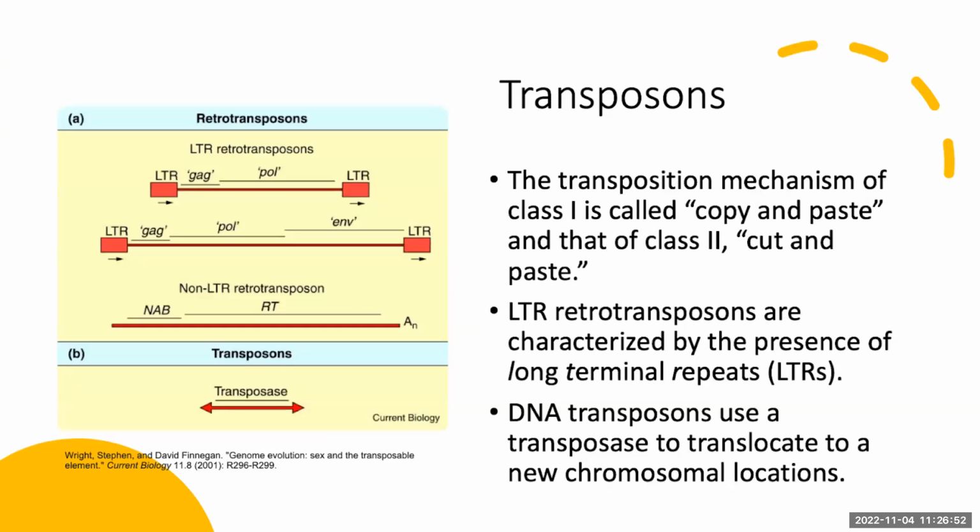So if we look at the transposon genes and their mechanisms of transposition, as I said, type 1 are copy-paste and type 2 are cut-and-paste. LTR retrotransposons are characterized by the presence of long terminal repeats. LTR retrotransposons are a subclass of retrotransposons, and non-LTR transposons do not have long terminal repeats on the ends of their genes, as you can see here.